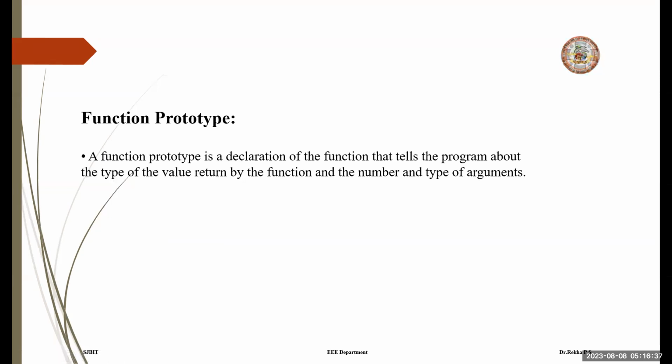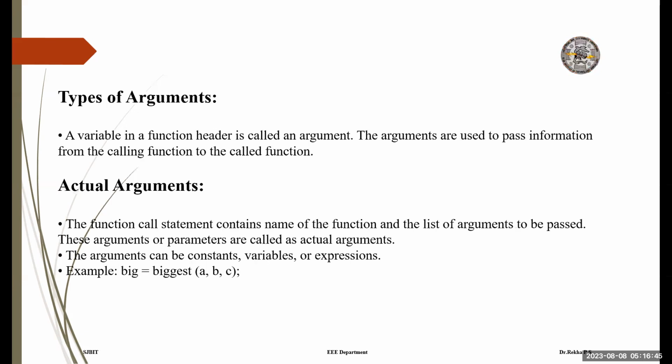Function prototype is a declaration of the function that tells the program about the type of the value returned by the function and the number and type of arguments. So what is an argument? It's nothing but a variable in a function header. The arguments are used to pass information from the calling function to the called function.